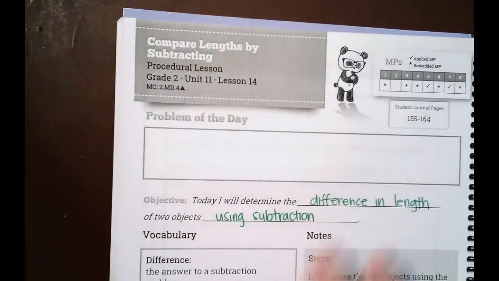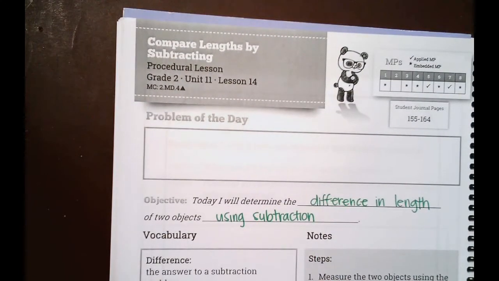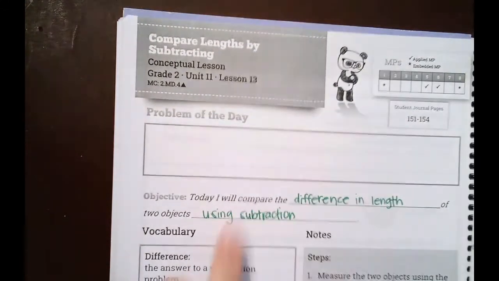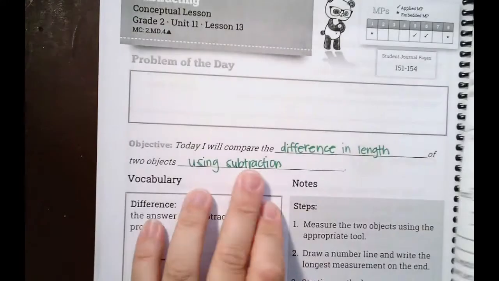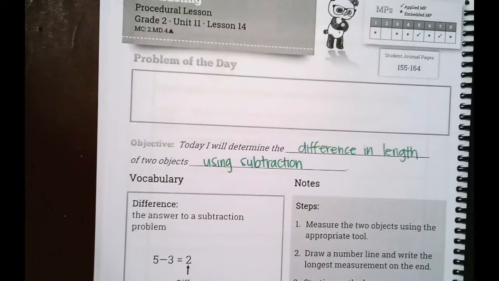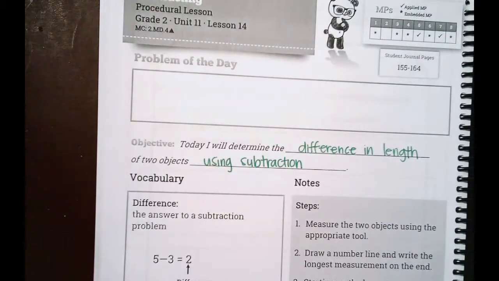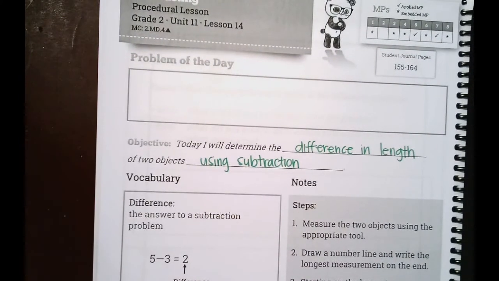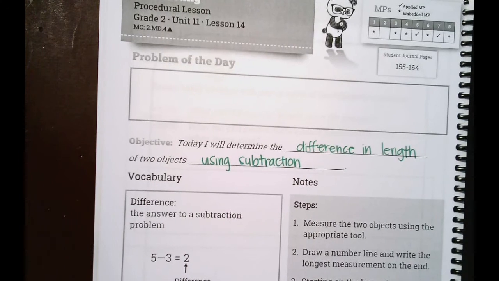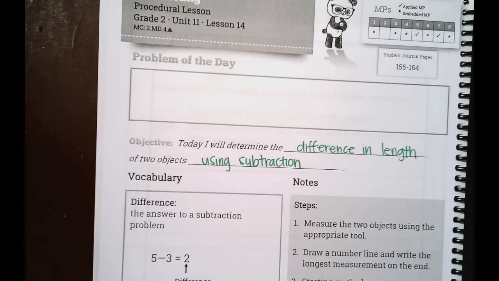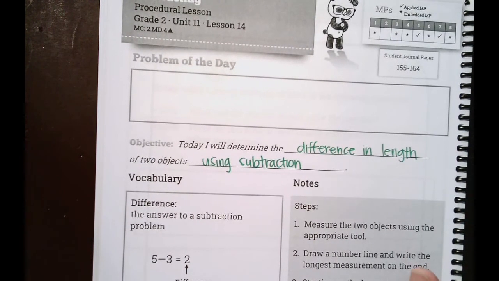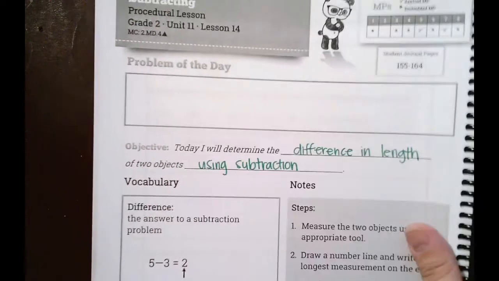Our objective is slightly different. The first one says that I will compare the difference in length. For number 14, it says I will determine the difference in length. Same thing. It's just that determine and compare are pretty much the same thing. We're finding the difference or solving for the difference. It's just another word for expressing the same thing.